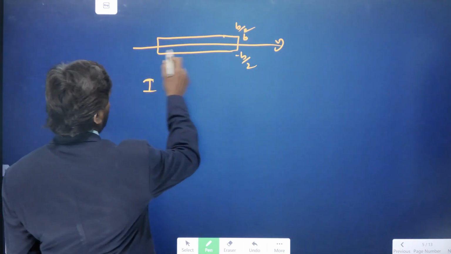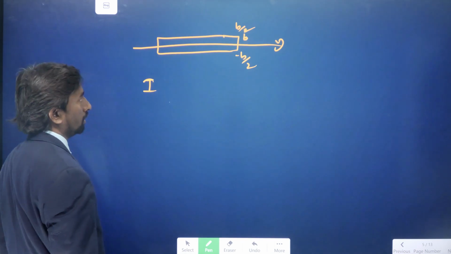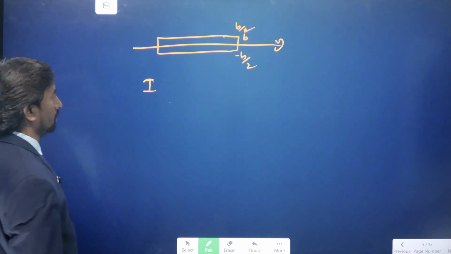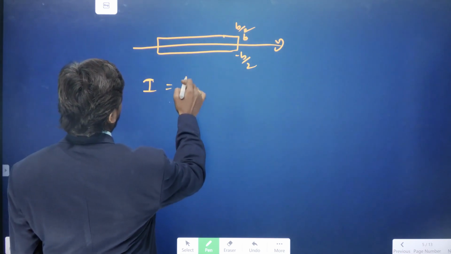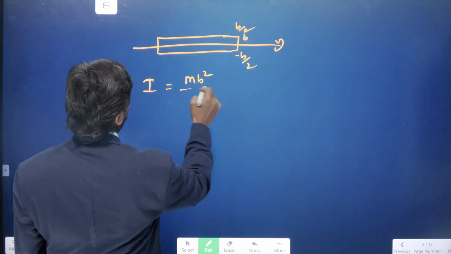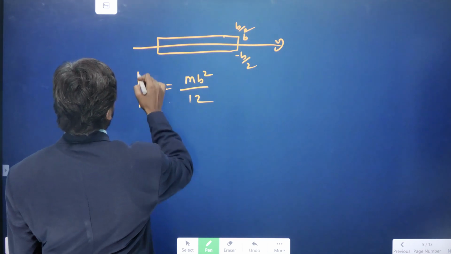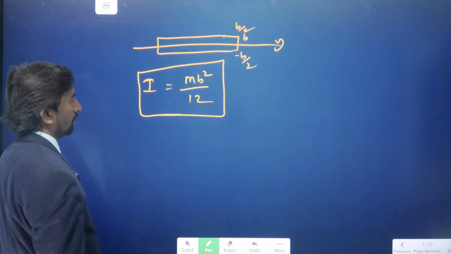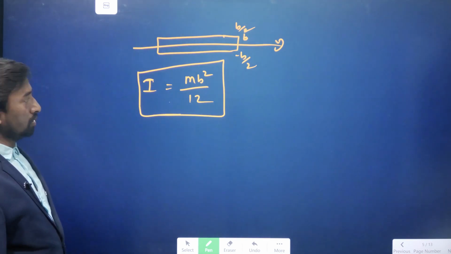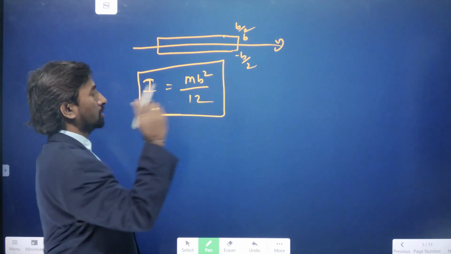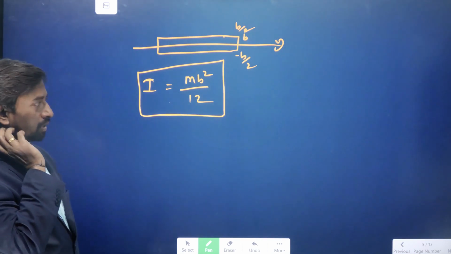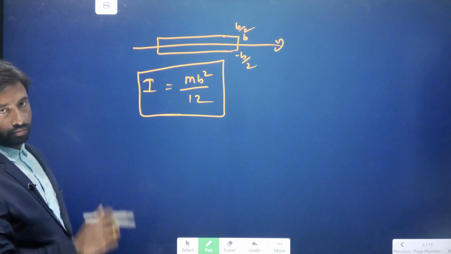passing through the axis of the uniform rod, we will get mb square by 12. This is the moment of inertia of the uniform rod which is rotating about its own axis. It is rotating about its own axis. That is the moment of inertia of the rod.